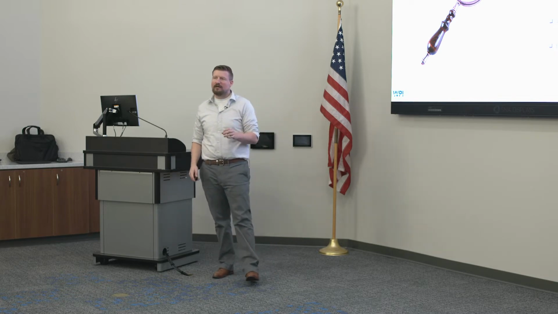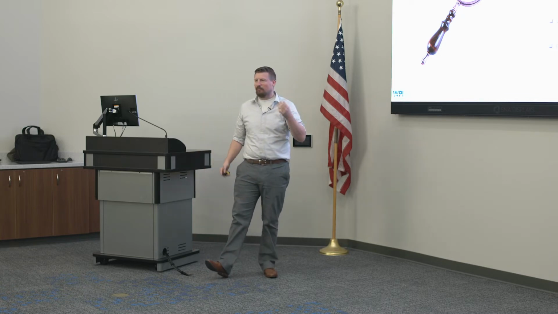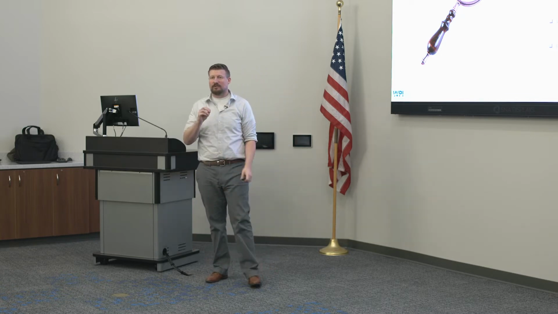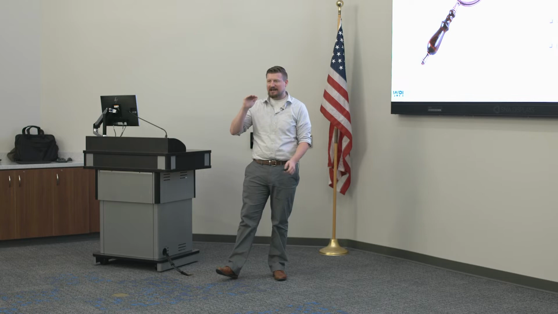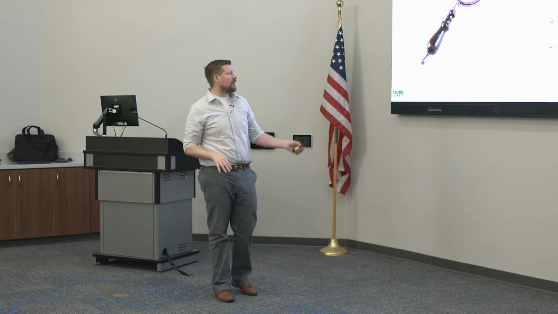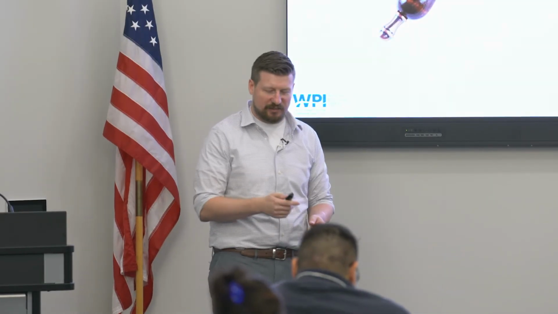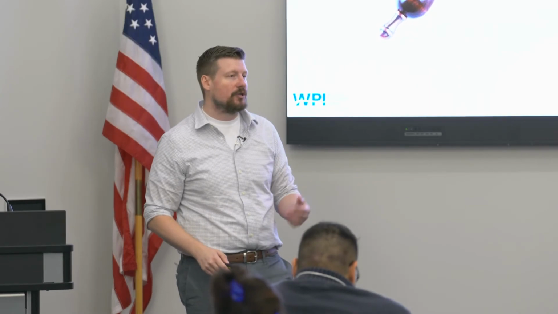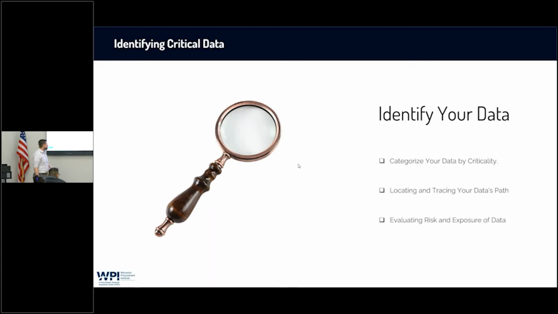We're going to talk about categorizing your data by criticality, and we'll talk about what that means. We're going to talk about how you begin to locate and think like your data. What I don't want you to do is think like a business owner here. What I want you to do is change your perspective and follow your data as it moves through your business and your business process. And we're going to talk about what that looks like. And then we're going to talk about how you begin to evaluate the risk, what data presents the most risk to you and your customers, and how you begin to evaluate how exposed that data is.